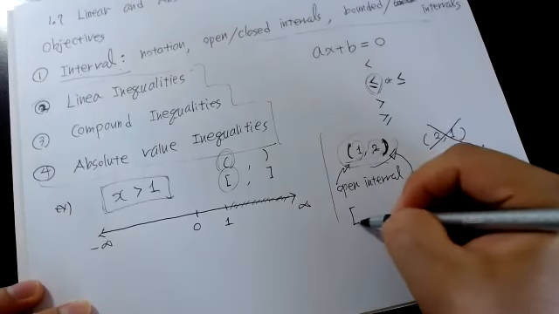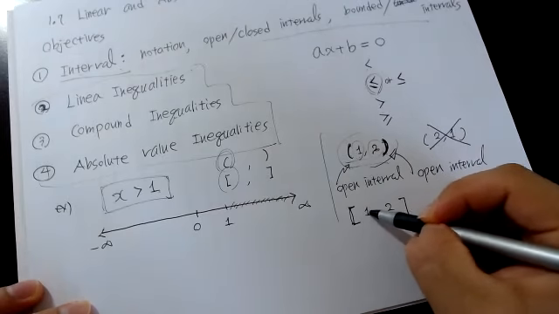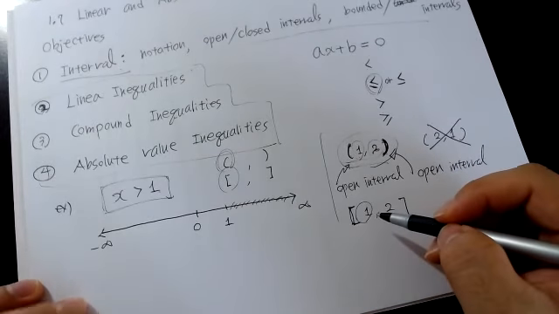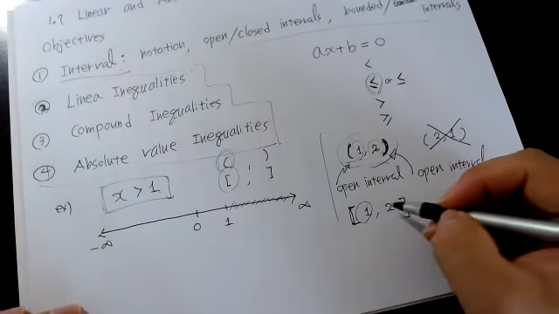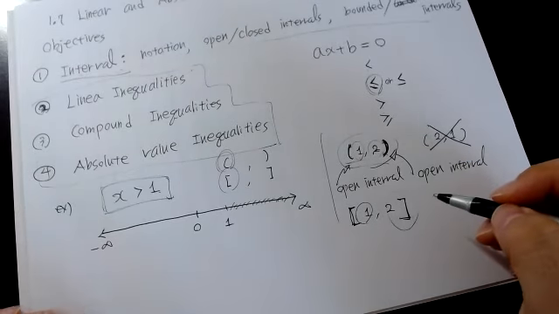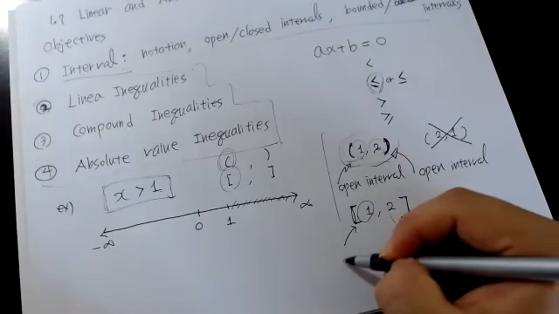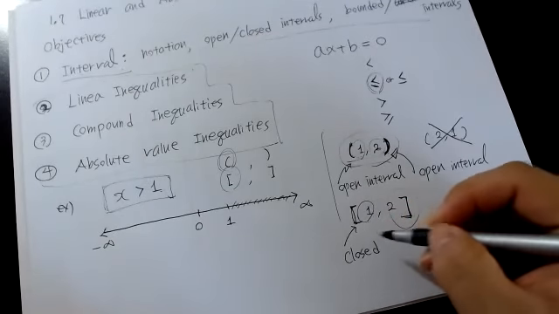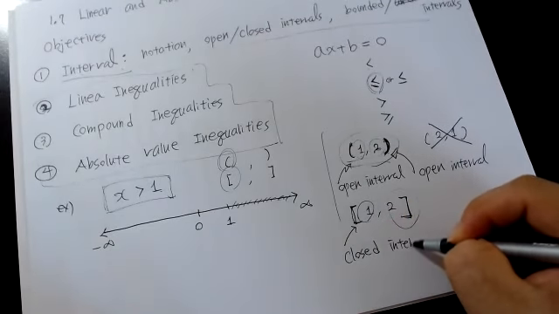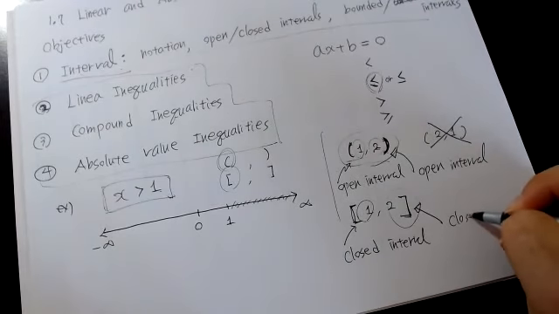Then guess what? Closed interval means that here the left end number 1 is included in the set of the interval, and 2 closed on the right means that the right end number is included in the set. That bracket is called closed. Closed interval.